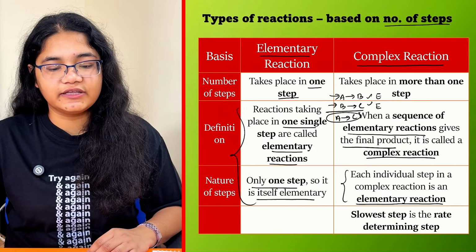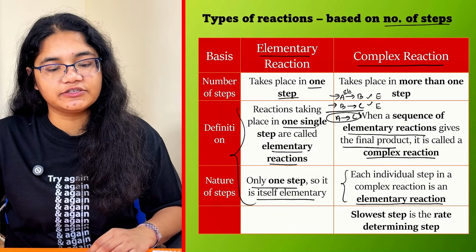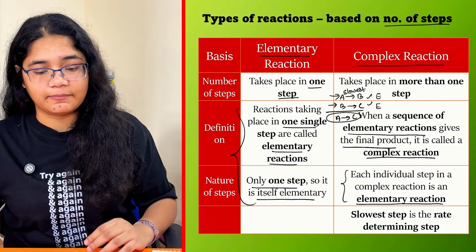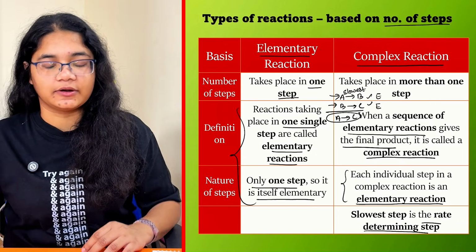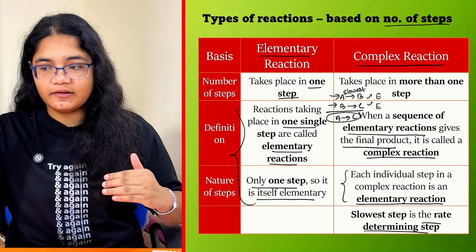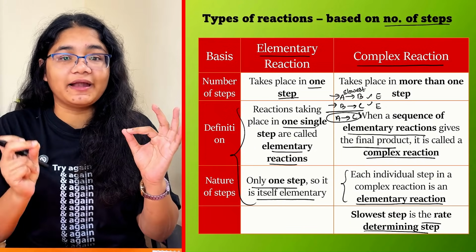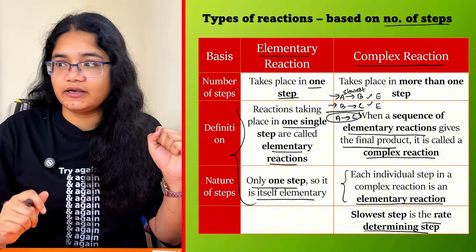Now out of all these steps, there will be one step which is the slowest. That slowest step will determine the rate of the reaction. It means if you have 5-6 steps, then the speed of the reaction will not depend on all the steps; rather it will depend on the slowest step of the reaction.